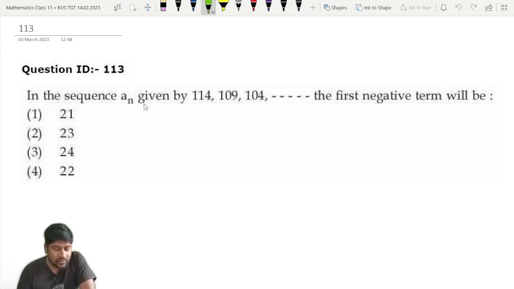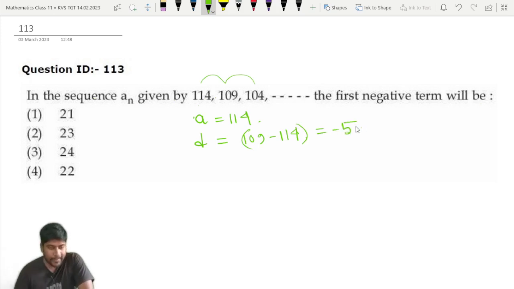In the sequence AN given by 114, 109, 104, the first negative term will be what? So this is an AP. If you observe properly, you will see this is an AP. So the first term A is equal to 114 and the common difference D is equal to what? 109 minus 114, that is equal to minus 5. Minus 5 is the common difference.